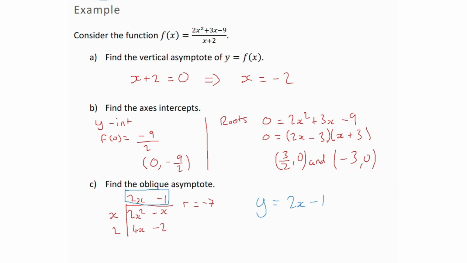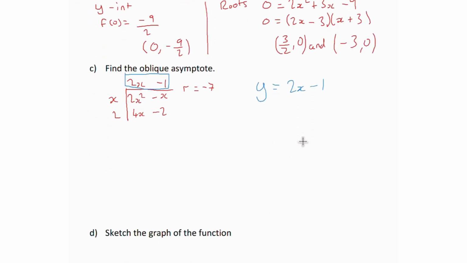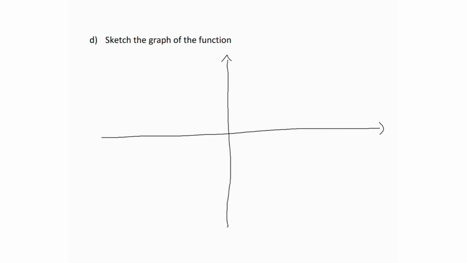Now that we have all that information, let's try and sketch the graph. So first of all, I'm going to put in my axes. I'm going to put in quite large axes here, so we've got plenty of space to sketch this. Now we said that the vertical asymptote was x equals negative 2. So we've got a vertical asymptote coming through at negative 2.